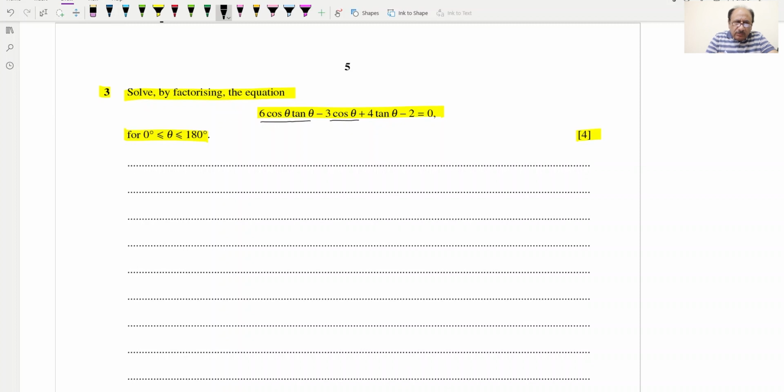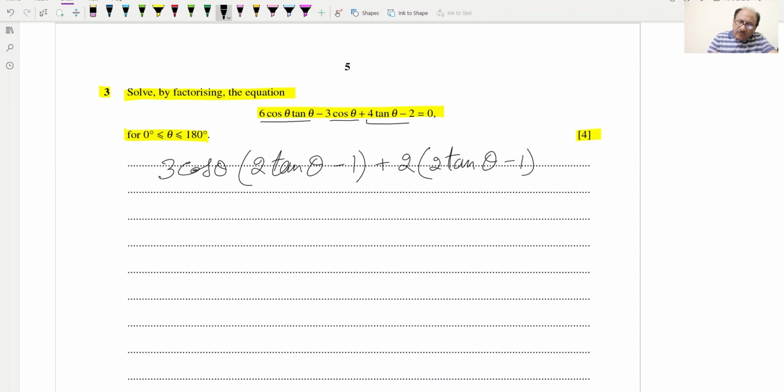We can take 3 cos theta common. So 3 cos theta, if we take common, inside will be 2 tan theta minus 1. So next will be plus 2, we can take common, and inside will be 2 tan theta minus 1. So we have done one pair, this one, and the second pair we have taken this one. Hopefully you are understanding, and this is equal to 0.